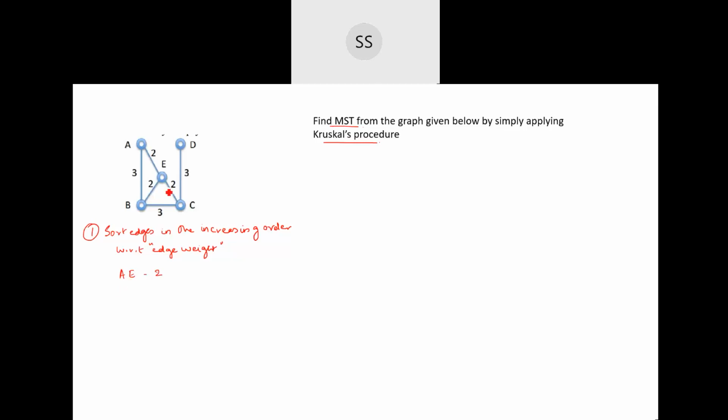You can take any one of them, okay, but the weight has to be the minimum value. Then you can take EB, that is 2. Then you have EC, it has got the weight 2. Then you have AB, which has got the weight 3. Then I can take BC, which has got weight 3. Then I've got DC, which has got weight 3. So according to the weight, what should I do? I have to sort my edges. This is the only thing that we have to do in Kruskal's procedure.